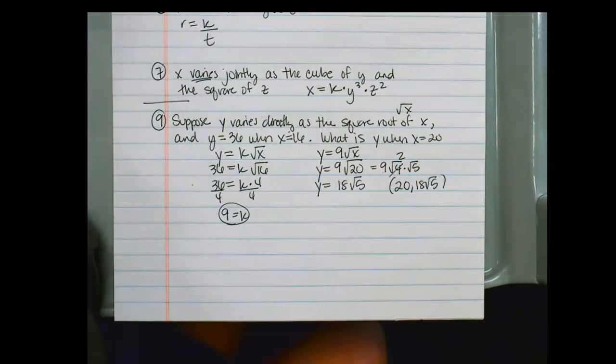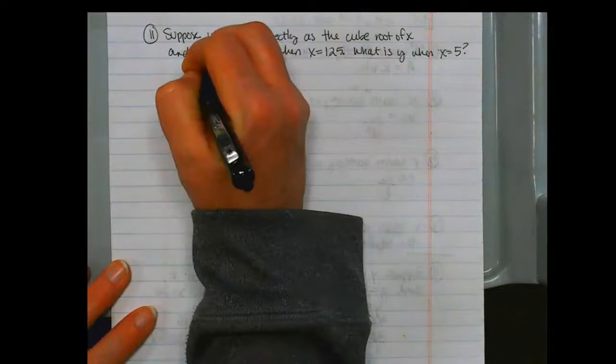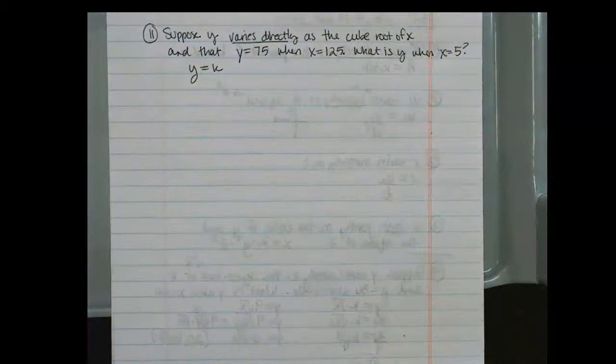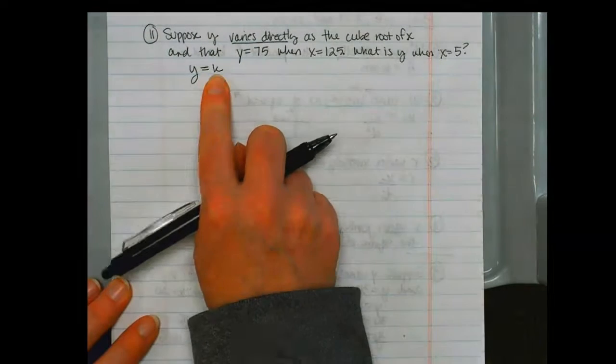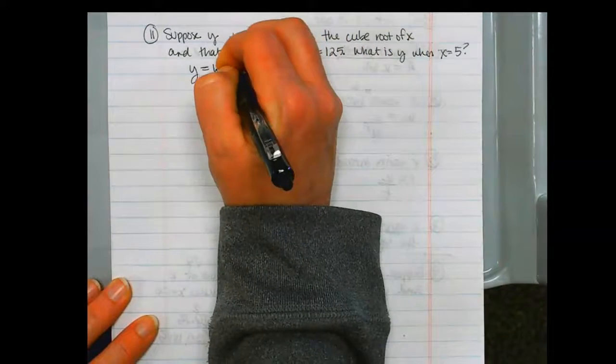So there's number 9. Okay, so for 11, suppose y varies directly as the cube root of x. That is, y equals k. Varies directly isn't y equals something, it's y equals some constant of variation as a cube root of x. So I'm going to say x with a cube root.